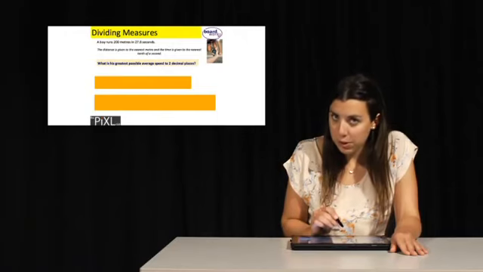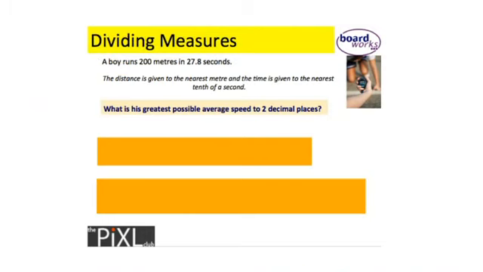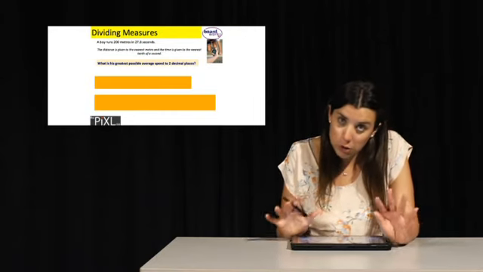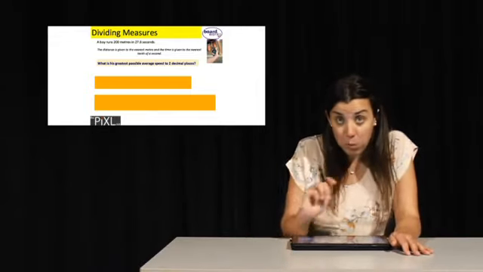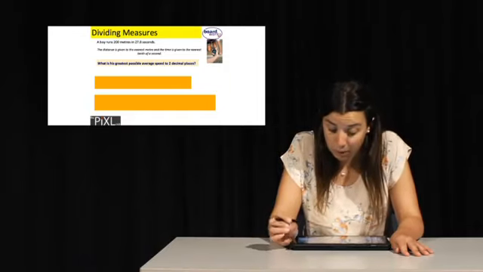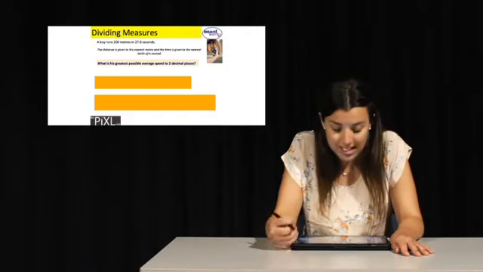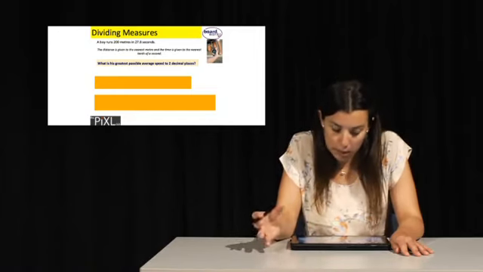So when we're dividing measures, we're going to think about it slightly differently. A boy runs 200 metres in 27.8 seconds. So he's running 200 metres and it takes him 27.8 seconds. So we have 2 different measurements here, one for the length and one for the time. We're then provided with further information. The distance is given to the nearest metre and the time is given to the nearest tenth of a second. So that's going to affect how we find our upper and lower bound.